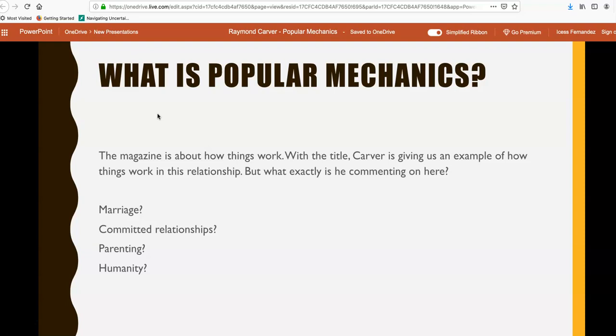This is one of those things that you, as the reader, need to come to some sort of agreement on, between you and the story. You can easily say this is about marriage, or about committed relationships. Here's the thing: if you say marriage, I need you to prove that the couple is married. Nowhere in the story does it say the couple is married. So, is it about committed relationships? Parenting? Is it about humanity, who we are as humans, and how we deal with each other in times of conflict?